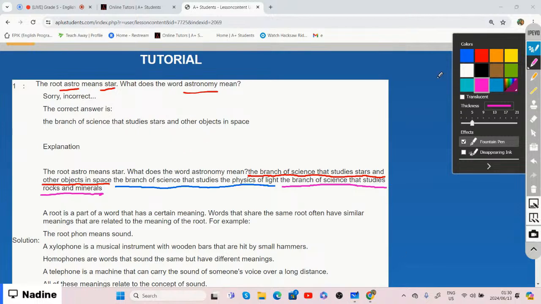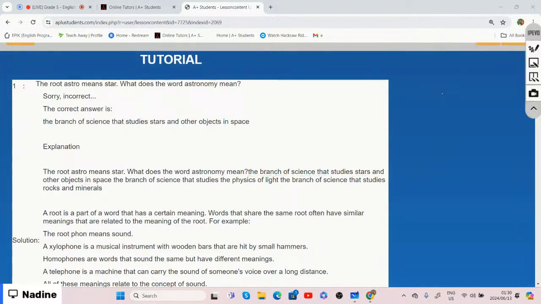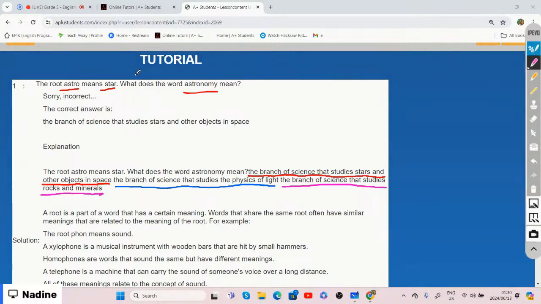Because we said that astro means star. So we said astro means star, right? But now they want to know, what does astronomy mean? Does it mean the branch of science that studies stars and other objects in space? Or does it mean the branch of science that studies the physics of light? Or does it mean the branch of science that studies rocks and minerals? Astronomy.